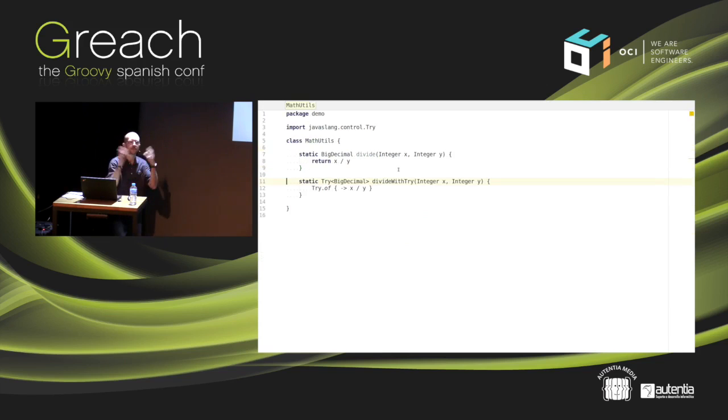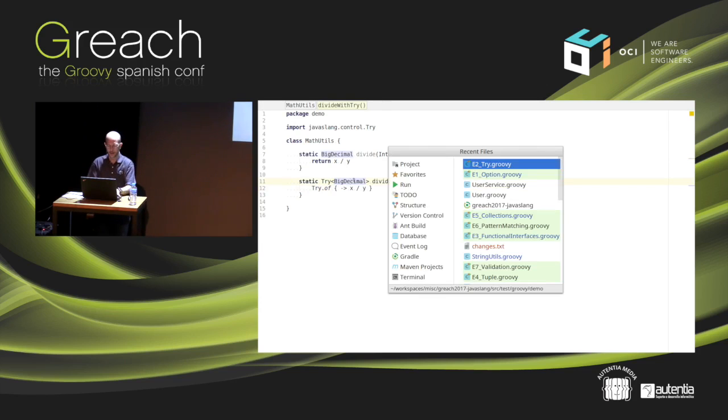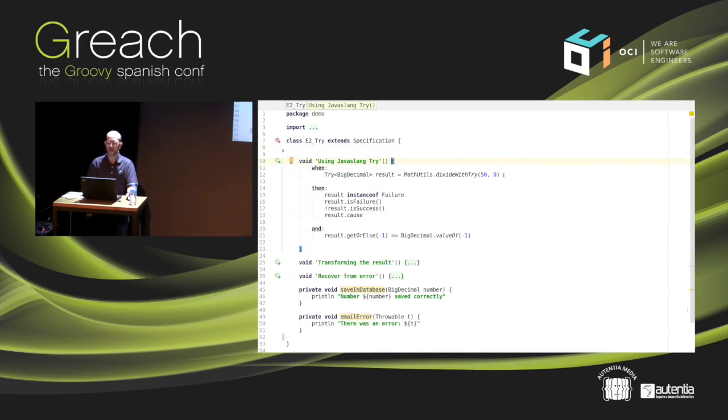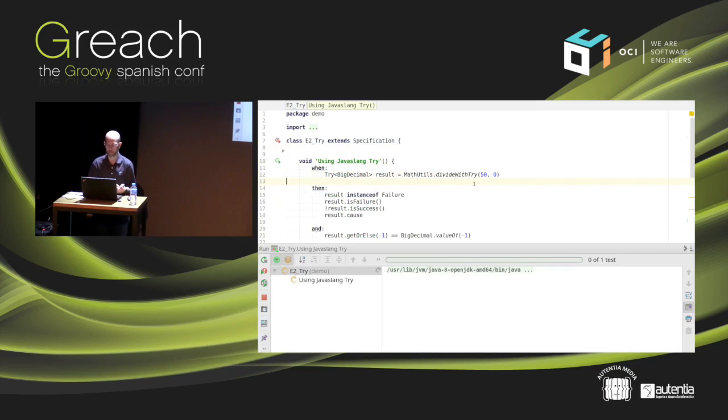Instead of just dealing with the exception or throwing the exception, you put inside of a Try the computation that can throw this exception. And instead of returning the BigDecimal, we return a Try of, in this case, BigDecimal. So now, if we go back here to the test, we are going to divide again by 0. But now I'm going to run the test.